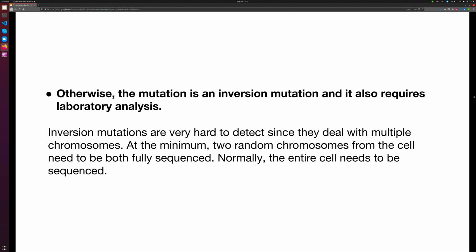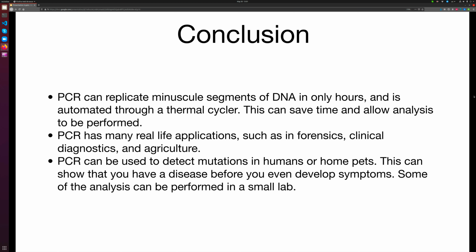Inversion mutations are very hard to detect since they deal with multiple chromosomes. At the minimum, 2 random chromosomes from the cell need to be both fully sequenced, but normally the entire cell needs to be sequenced. If we're dealing with regulatory sequences, however, the entire genome may need to be sequenced, which is around $1,500 even with third-generation sequencing.